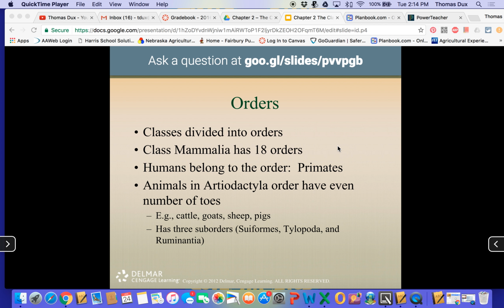Suiformes includes pigs and hippopotamuses. So pigs and hippos are kind of related. Tylopoda includes camels and llamas. And then Ruminantia include deer, cattle, sheep, and goats.